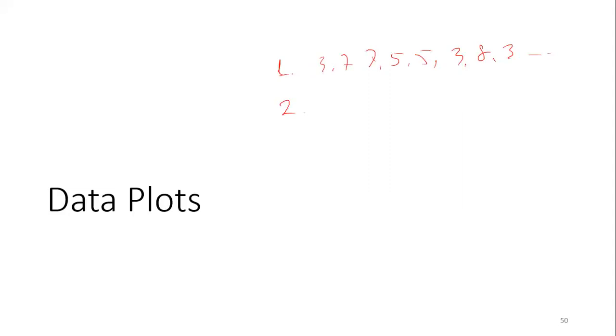Okay, so now we will talk about the data plots. In fact, we are following a path like this. At first, we write the data into an Excel sheet: 3, 7, 7, 5, 5, and then 3, 8, 3, like this. And in the second part, we say that it's hard to understand what the data looks like.